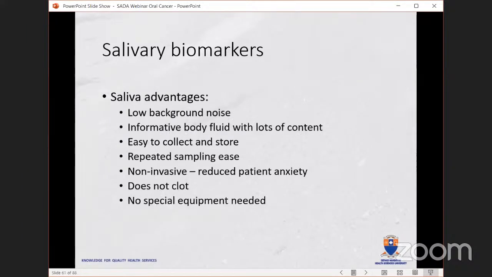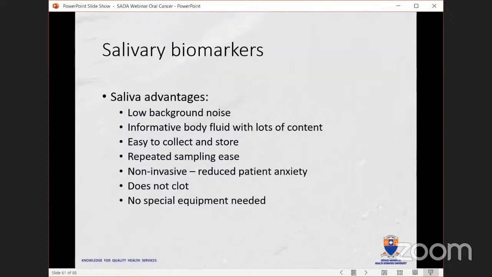Saliva has the advantages that it contains low background of normal material and inhibitory substances, as well as fewer complexes than blood, for example. So it is a very informative body fluid, and it contains an array of analytes, proteins, mRNA, DNA, and all of this can be used as biomarkers for translation and clinical applications.